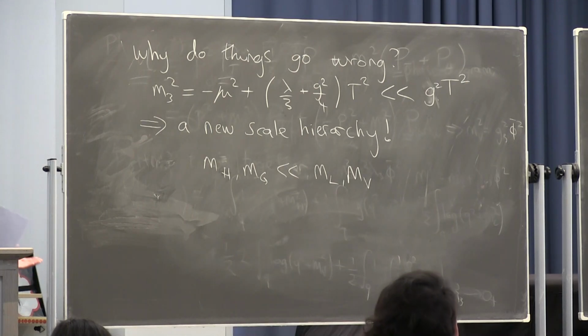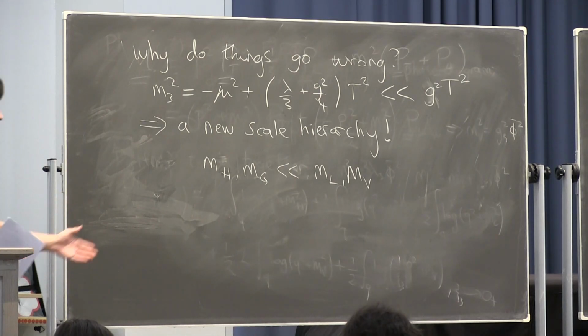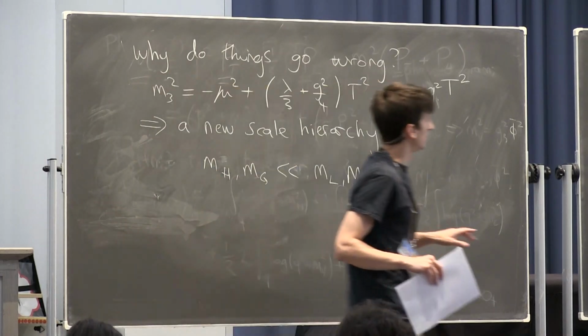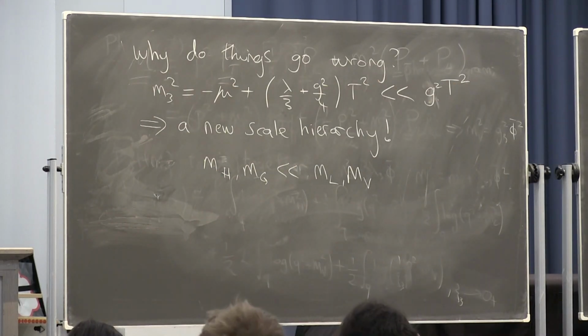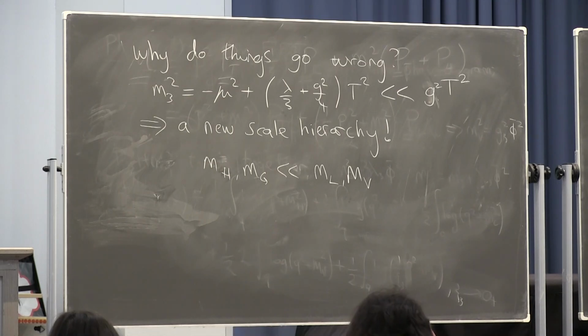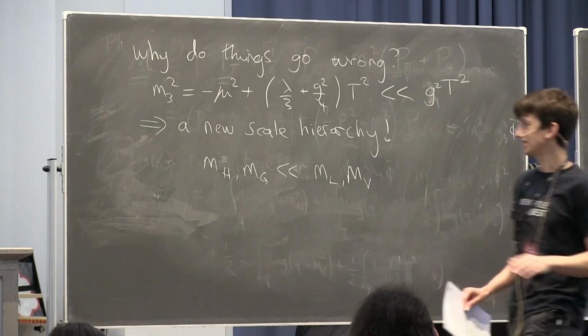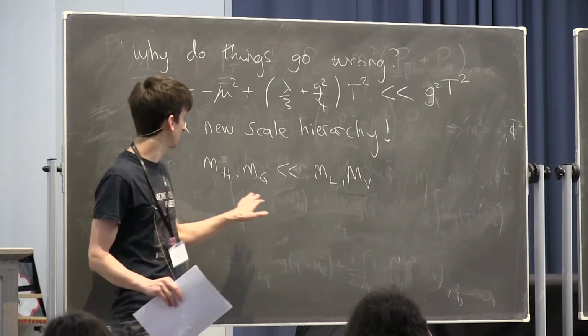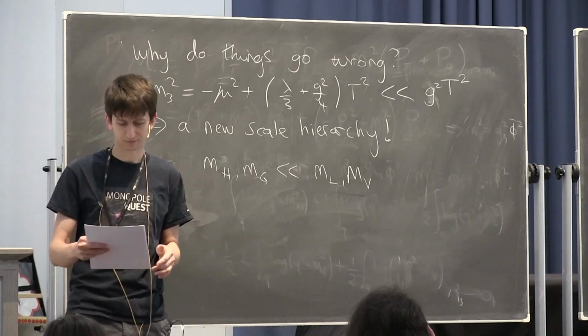We kind of know what to do when we have a scale hierarchy. We did that before. We integrate out the heavy fields. Here, when I did this computation, this is in some sense integrating out the scalars, which are the light fields. So that's when everything breaks. But if I integrate out the heavy fields, then I should be able to make an effective field theory for the light fields.